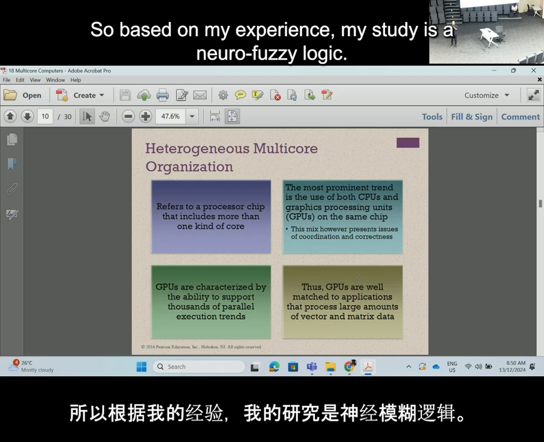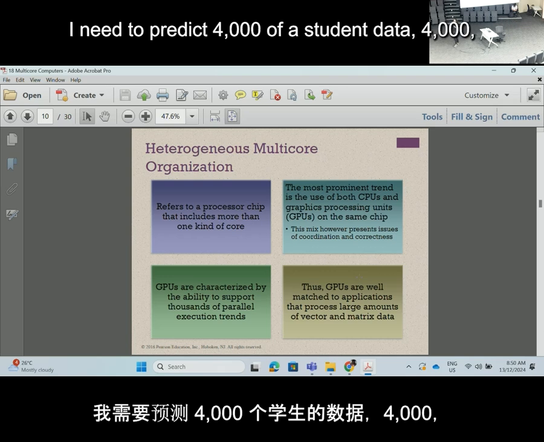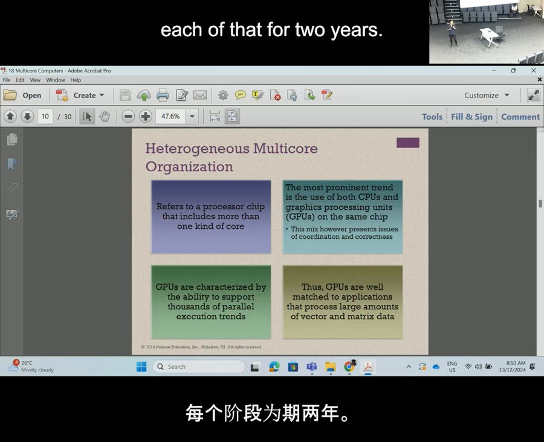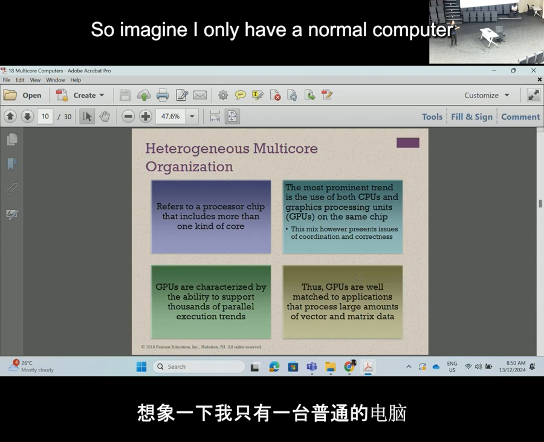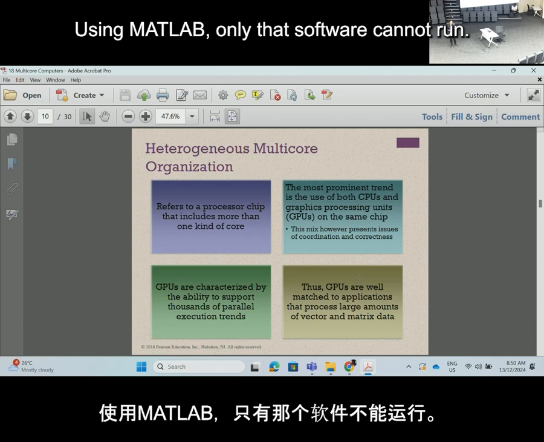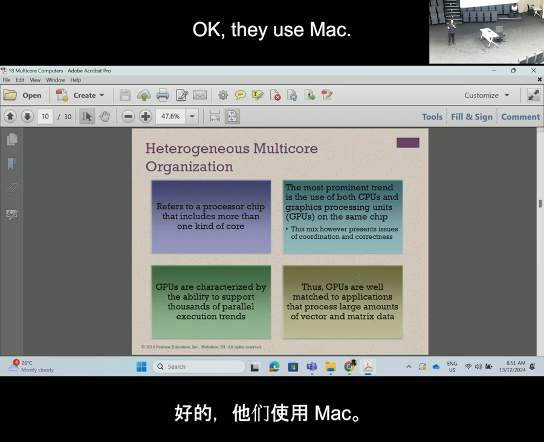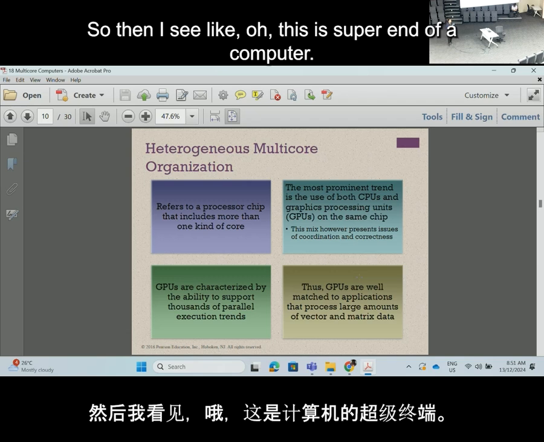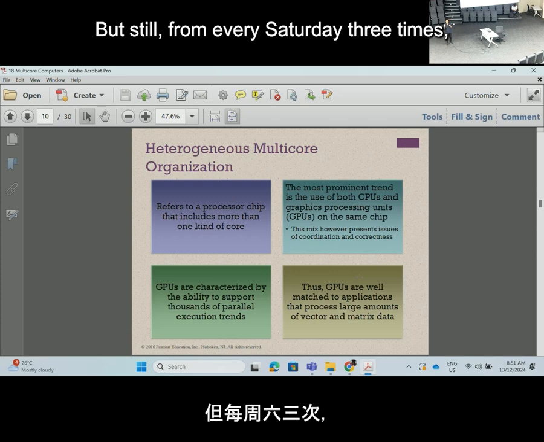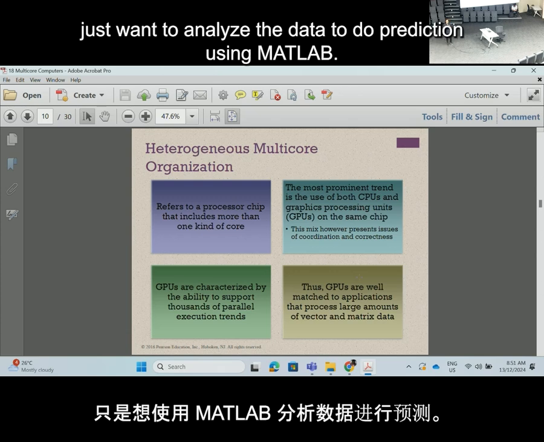So based on my experience, my study was neurofuzzy logic. I needed to predict 4,000 student records, 4,000 for each of 2 years. So imagine I only have a normal computer to do the analysis, it cannot run. I'm using MATLAB, only that software, cannot run. So I go to my university, and my university has advanced labs. They use Mac. So I see, oh, this is a super-end computer. But still, every Saturday, 3 times, I came to my university to do analysis, just wanting to analyze the data, to do prediction using MATLAB.